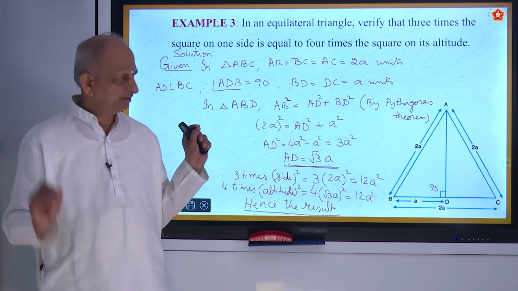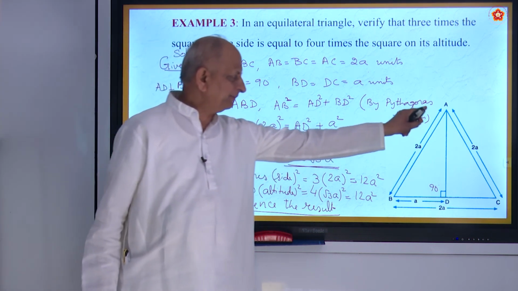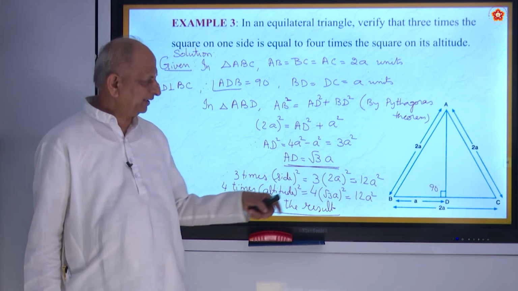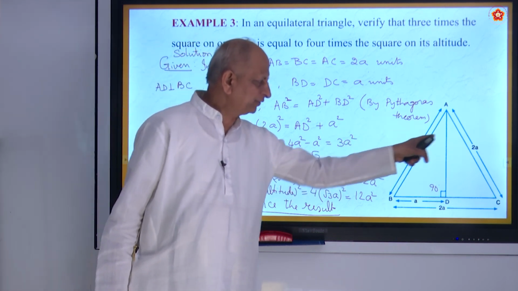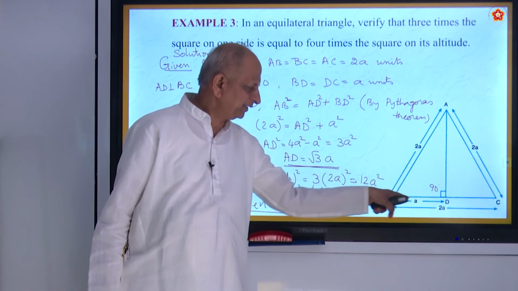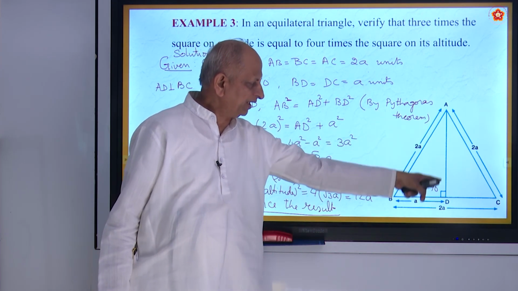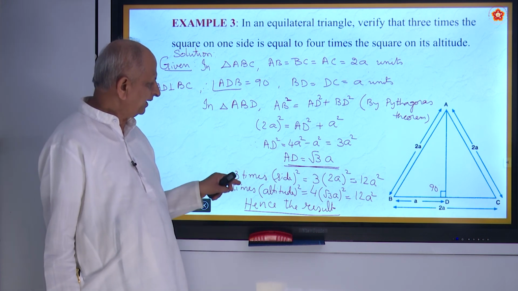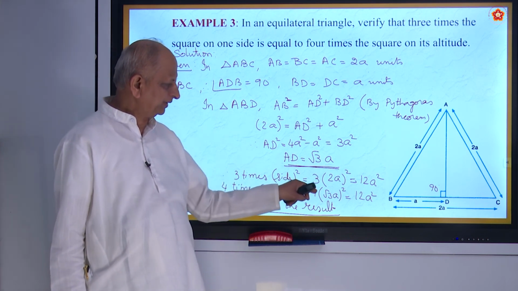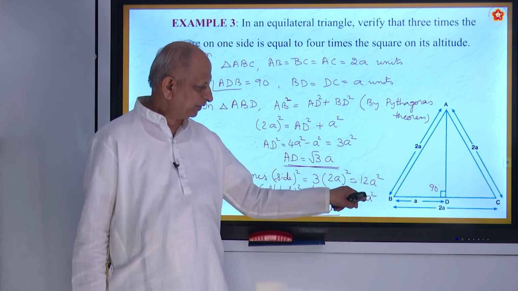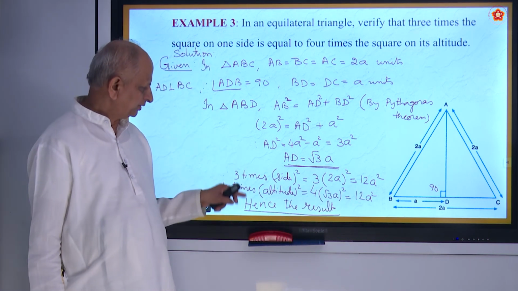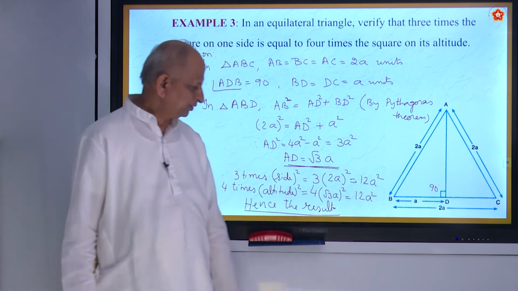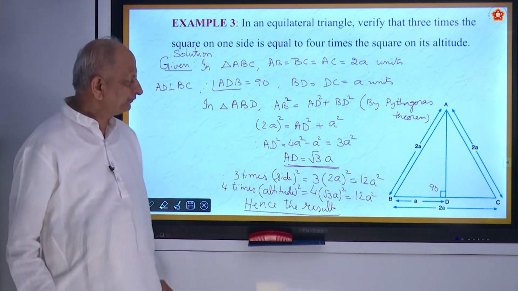Okay, followed? So we took a right angle triangle. In that right angle triangle, as it is an equilateral triangle, 2A, 2A, 2A, half of that is A. We found out the altitude first by Pythagoras theorem. Then 4 times the altitude squared becomes 4 into 3A square, 12A square. 3 times the side, 3 into 2A whole square, becomes 12A square. Got it? Very nice.